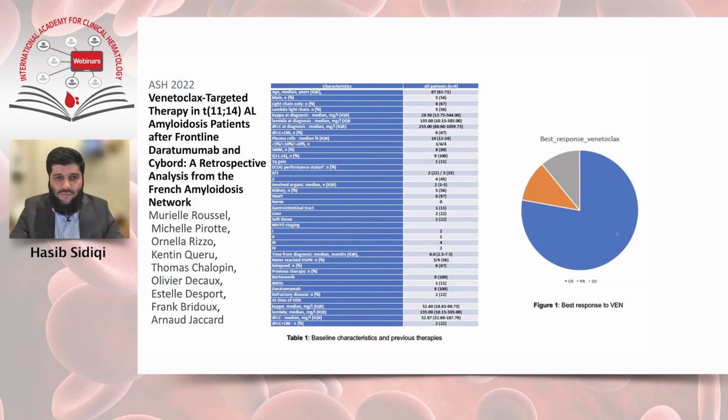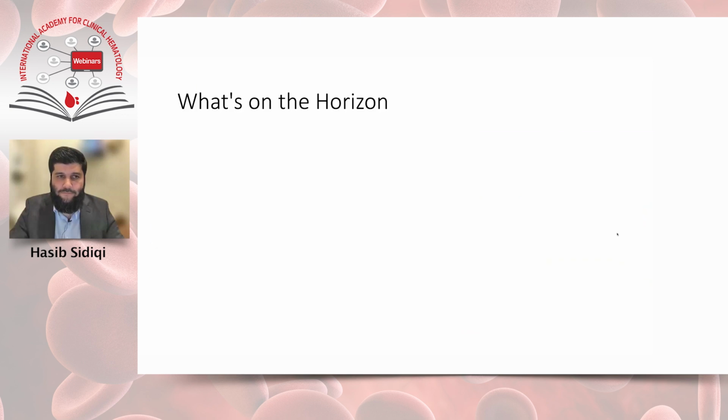And as you can see, even in this small case series of 9 patients, there was a significant CR rate in those treated with venetoclax for relapsed light chain amyloidosis. So I think this agent requires further study in the relapse setting, but also potentially in the upfront setting, particularly in those that have translocation 11-14.